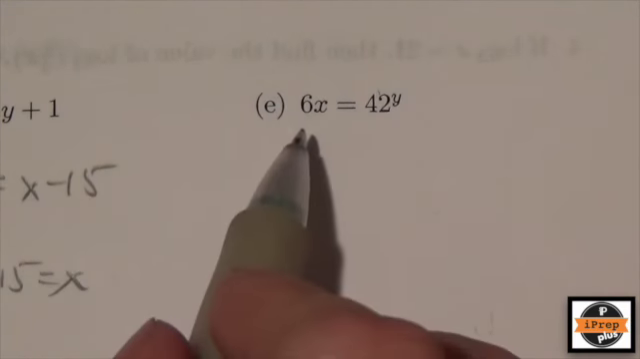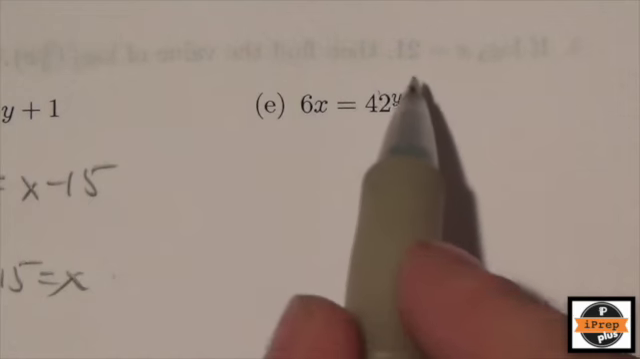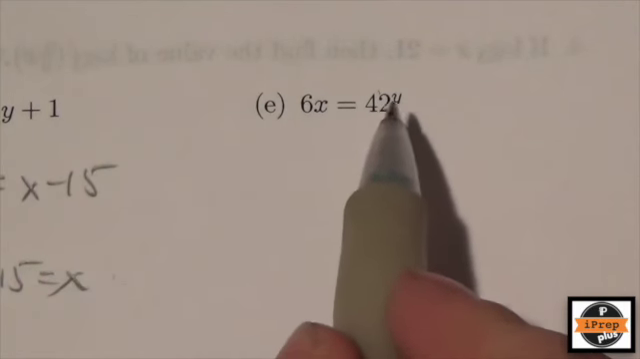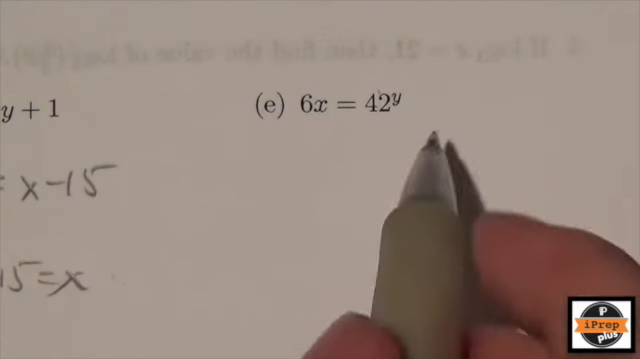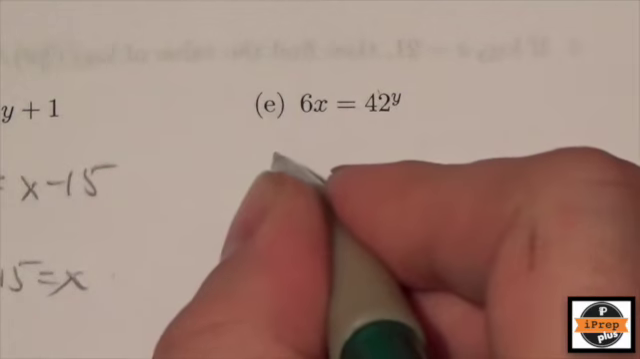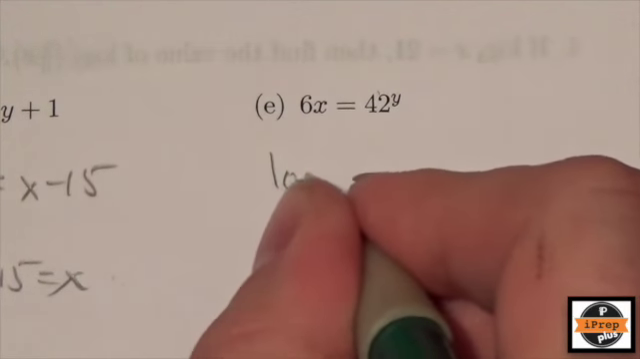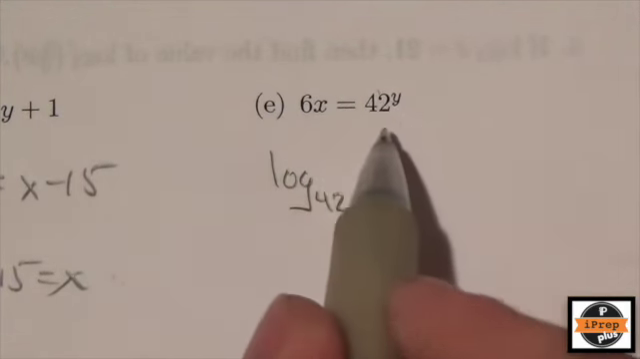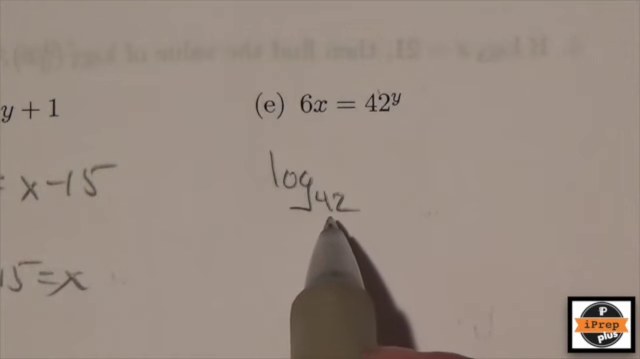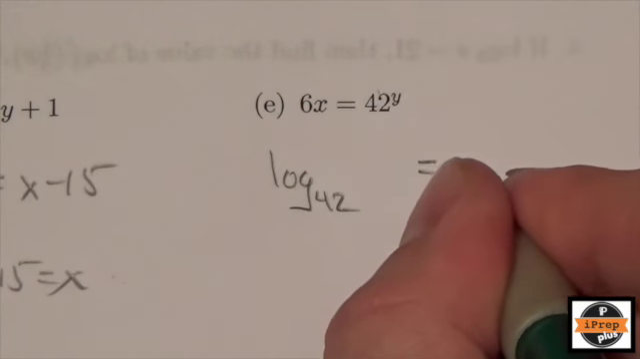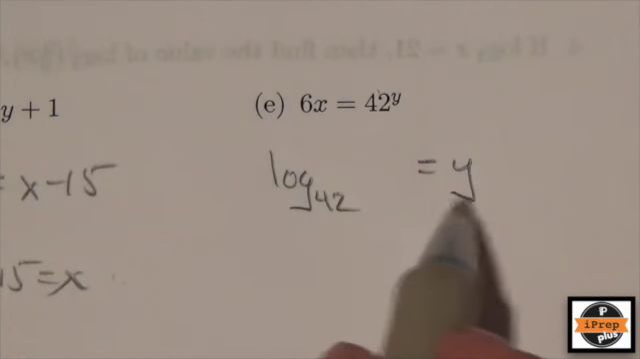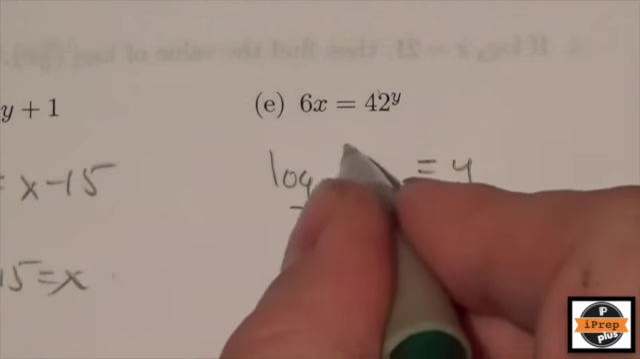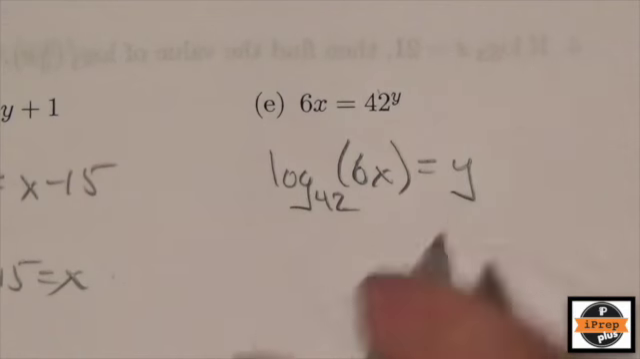Over here, question E. Here's our exponential function, and notice that it is already isolated. Don't let the fact that there are two factors over here throw you off. The exponential function is what we need isolated here. And so this becomes the log base 42, because the base of the exponential becomes the base of the logarithm. A logarithm is equal to the exponent, so it's going to be the log base 42 of 6x is equal to y.